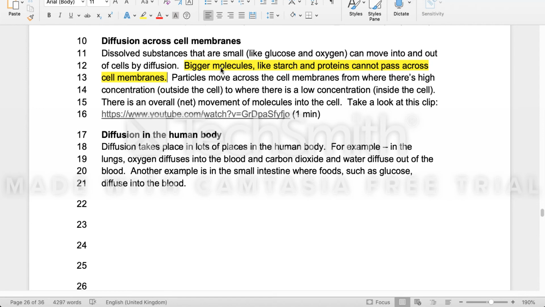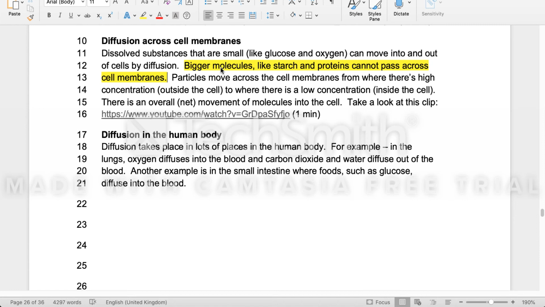Okay, so this is very helpful for plants because there are some molecules that the cells do not want inside them, such as starch and proteins. So the cell membrane will do its job of being selective as to what can enter and what can leave the cell. All right. Particles move across the cell membrane from where there's a high concentration, which is outside of the cell, to where there's a low concentration, which is inside the cell. So overall, when you have a difference in concentration, you're going to find that the particles will move to wherever there's a low concentration.